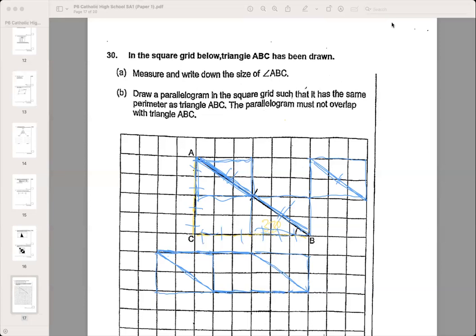And then the diagonal across will match with this. So I have this, which is here. I have this, which is here. I have 10 units here, of which 5 are here and the other 5 are here. So this is the parallelogram that does not overlap with triangle ABC and has the same perimeter.